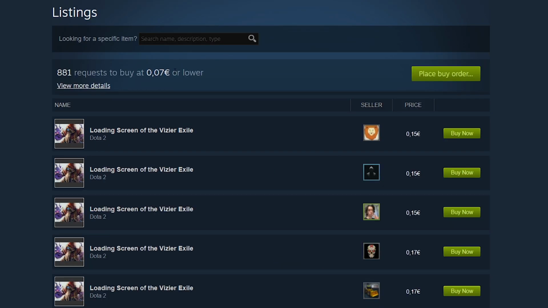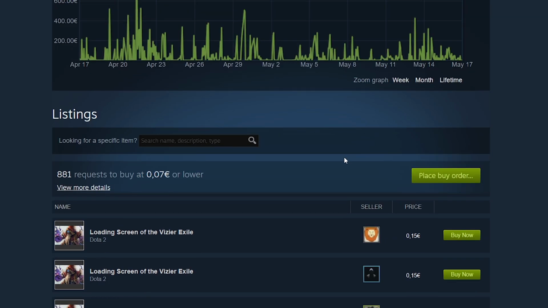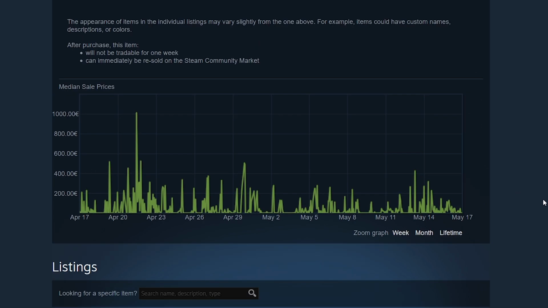As you can see, there are barely any requests to buy this item. There is a bunch of this item for sale, I guess for 15 cents. It's nothing special, I guess. But when you take a look at the graph, 400, 100, 200, 300, 100, 160, 40. This is crazy. What the hell is going on, you might ask?